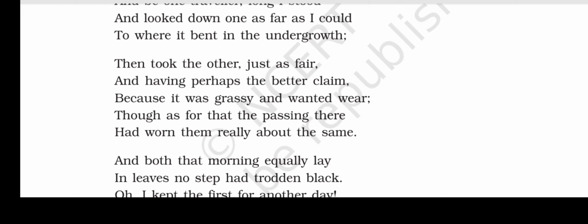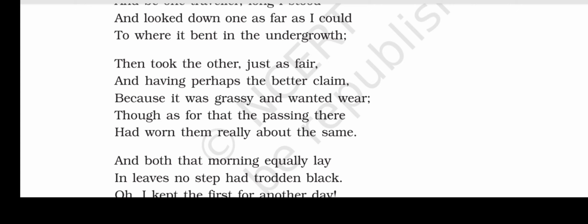The poet says the other road was grassy, there was fresh grass there. And wanted wear means it was not yet travelled by many people. Okay? So, two roads, first road, second road. The other road which we are discussing has a better claim. So somewhere the traveller was getting inclined towards the other road, that he will perhaps travel from there. And the reason he gives is that the other road was grassy, there was fresh grass there.